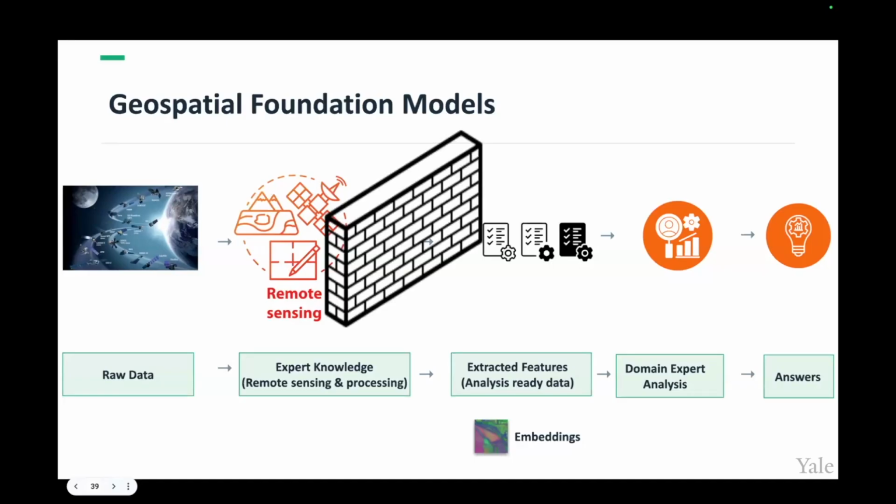And the wall is here, between getting this analysis-ready data, so you can apply it to your research question, and accessing the raw data and processing it on both sides.